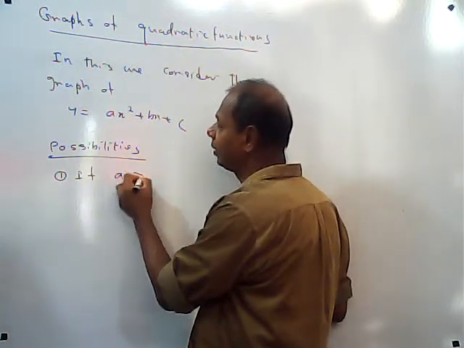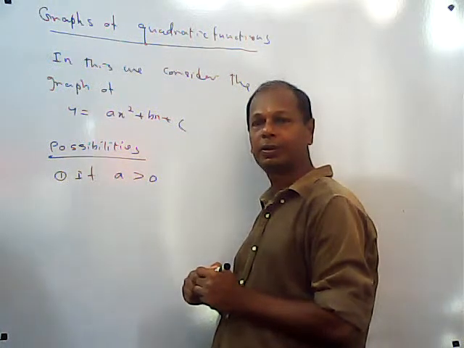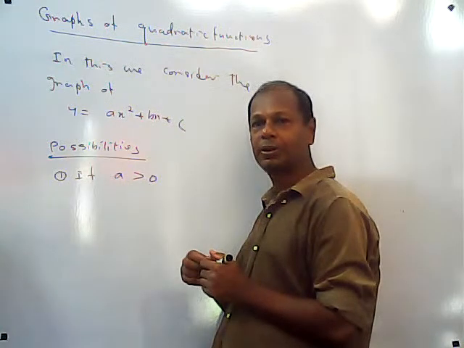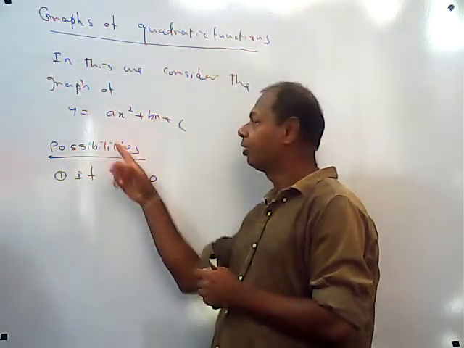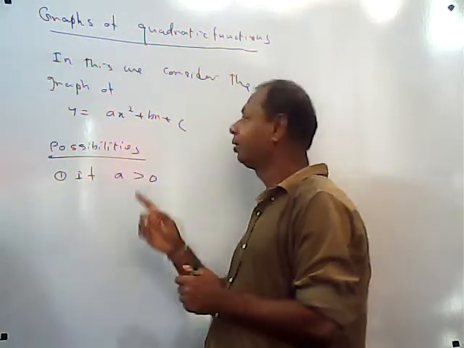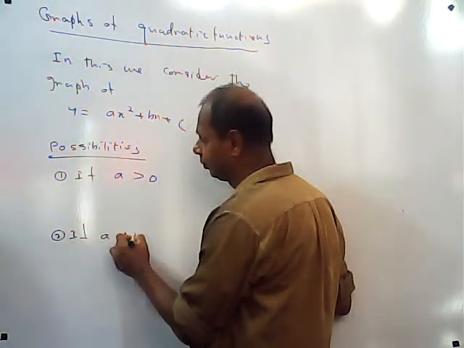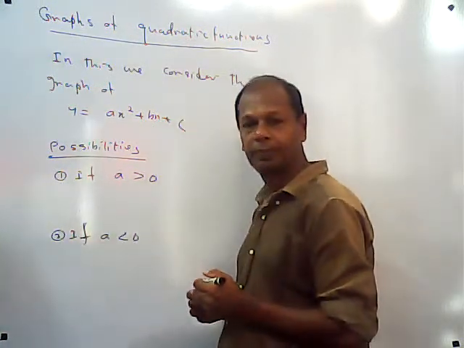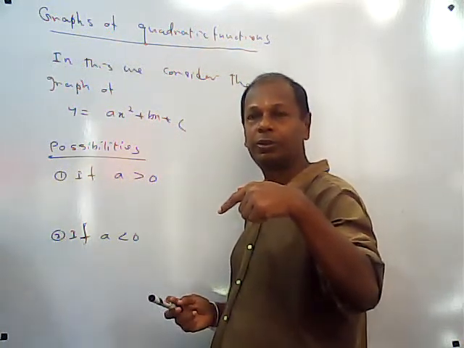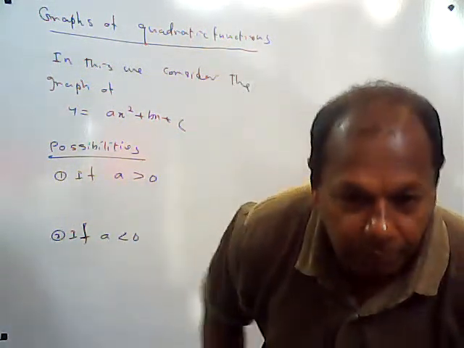If a is greater than 0, what happens to the graph? A is positive. Once you complete the square and do all the computations, you will get, if A is positive, what is the difference between this and this? Then we calculated A is positive. Positive means you get a minimum.